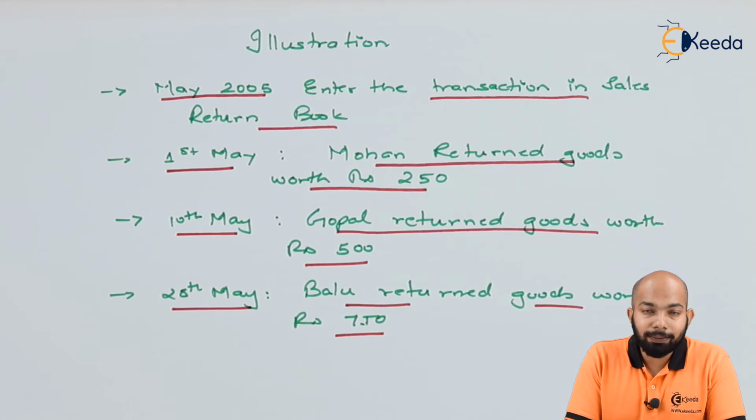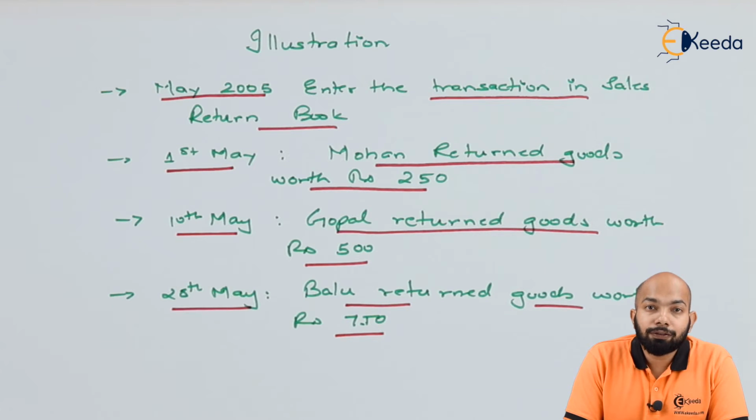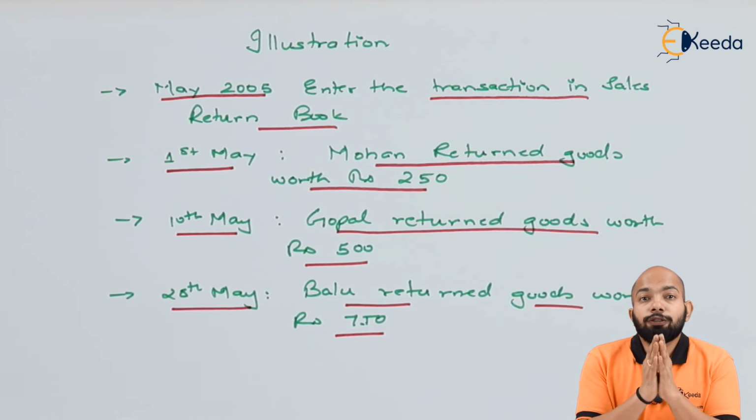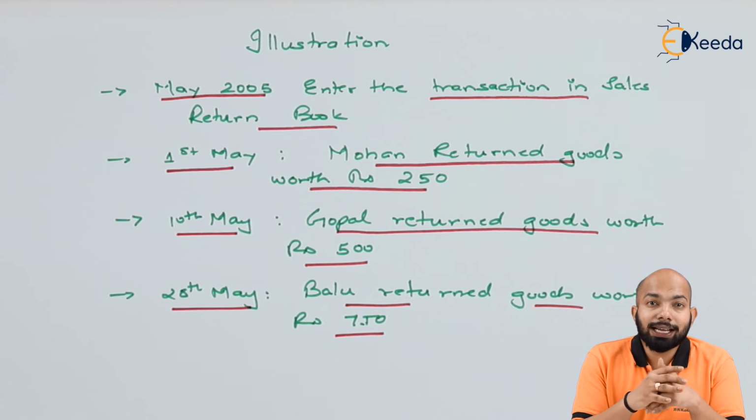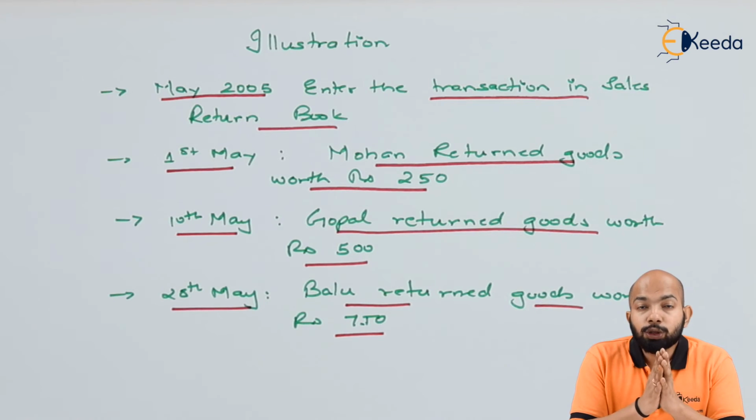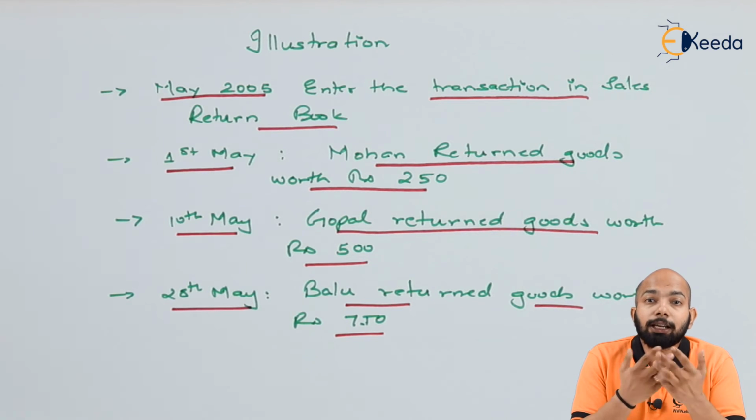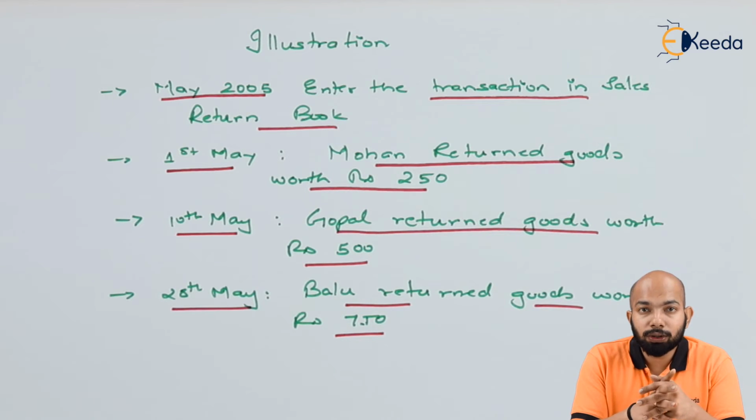On 28th May, Balu, named as a customer, sent goods worth rupees 750 back to us. That means goods worth rupees 750 were returned back to us by a customer named as Balu. These are the three transactions that we have to record. So we'll first go ahead and record all these transactions into the proforma. We'll first prepare the proforma first, and then we'll go ahead and solve these illustrations. Let's go ahead and prepare the proforma. In the meantime, you can also prepare the format within your books.